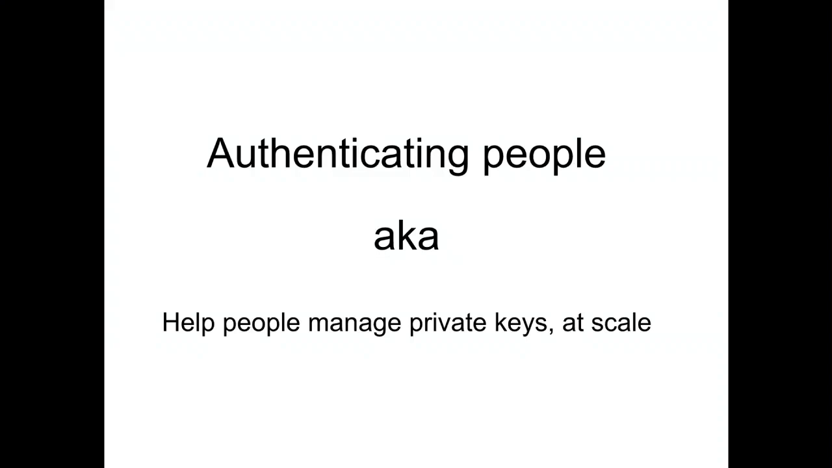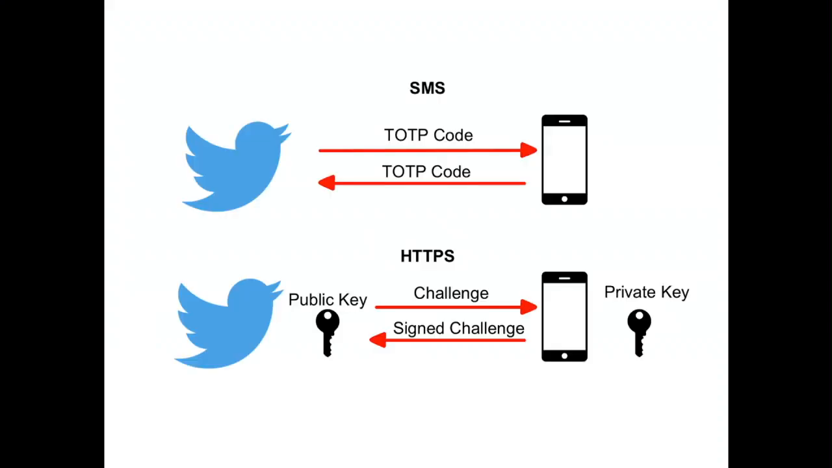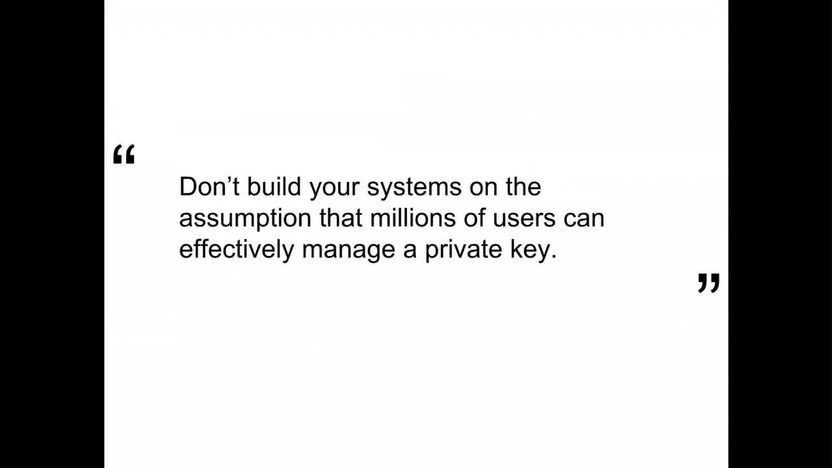To authenticate people in AWS, you need to help them manage private keys. This means keeping them private from everyone except your authentication interface. When we built two-factor authentication at Twitter, we included 2 mechanisms, SMS and a public key architecture where users stored their private keys on their phones. The second one doesn't exist anymore. And the reason is this.